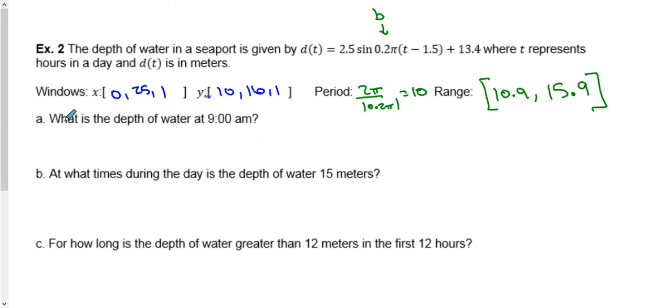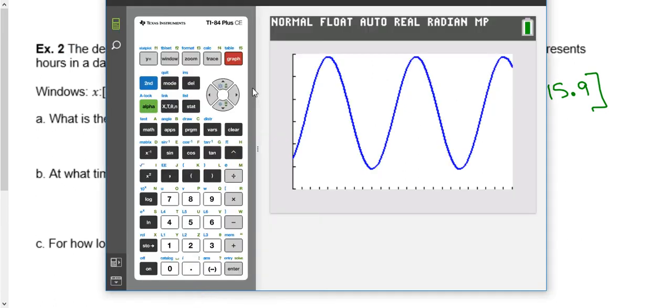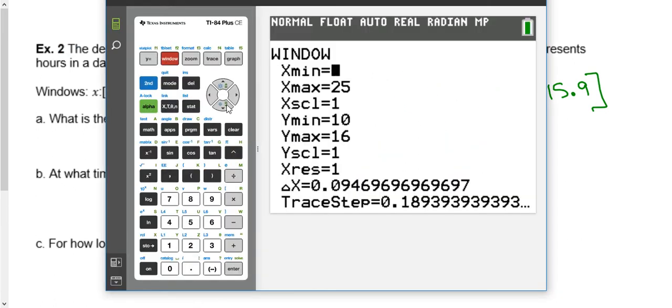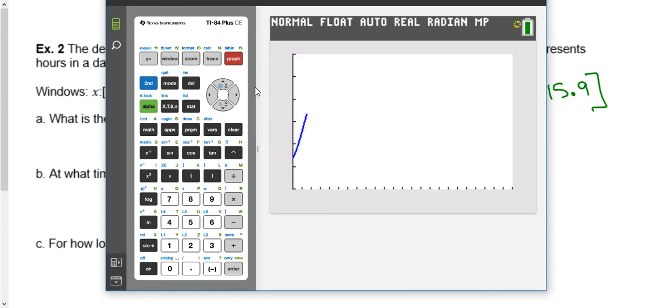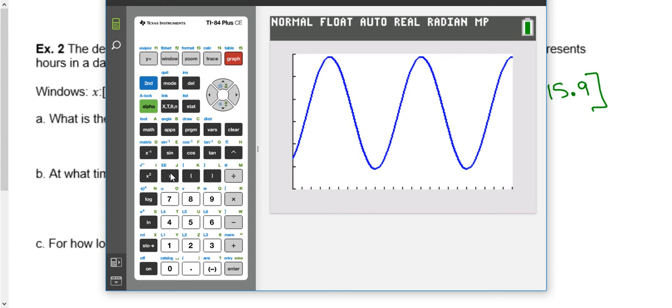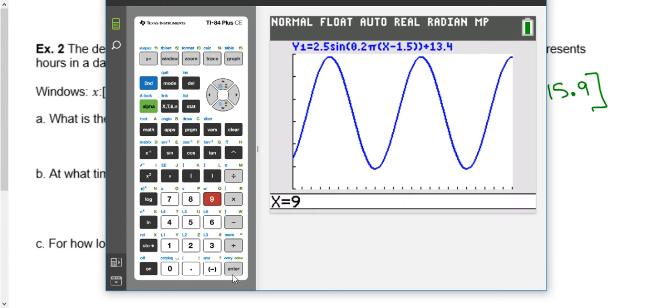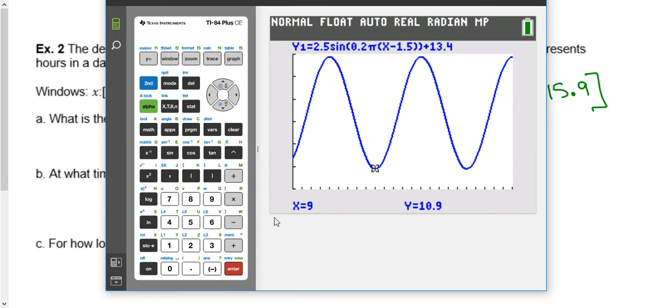So this first question, part A: what is the depth of the water at 9 a.m.? Again, t represents hours in a day. So if it's hours in a day, I'm going to go to 24 hours a day, going up by 1 hour. Everything else looks good so far, and that's my graph. If I'm looking at 9 a.m., just simply hit trace, 9, enter. This tells you at 9 a.m. you got 10.9 for a height, so 10.9 meters.